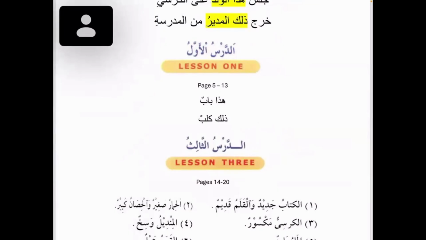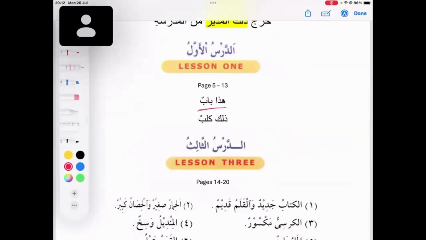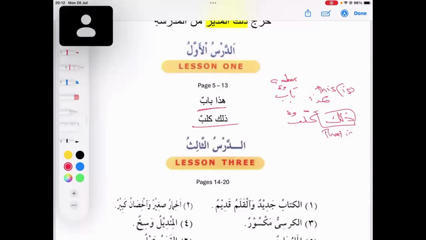This is an example of a jumla ismiya. هذا باب. هذا is definite. This is باب, a door. The next one, ذلك كلب. ذلك, that is كلب, a dog. Why dog? Because of the ذلك. So all the examples in الدرس الأول were like this: هذا باب, this is a door, هذا بيت, this is a house. And then ذلك the same: ذلك باب, ذلك كتاب, etc.